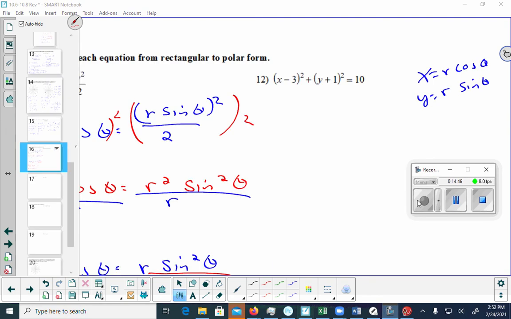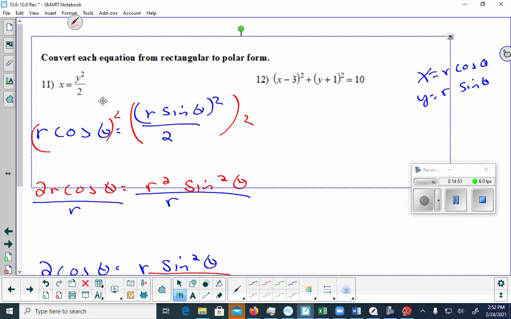Okay, for number 12, the biggest mistake people make with number 12 is I've got to remember my directions. My directions are saying convert each equation from rectangular to polar. So this is rectangular. I want to go to polar. But as soon as you see the x squared and y squared, you kind of want to do the sine squared plus cosine squared thing, but that's not what this one's doing at all. This one wants me to get rid of the x's and y's and replace them with r's and thetas.